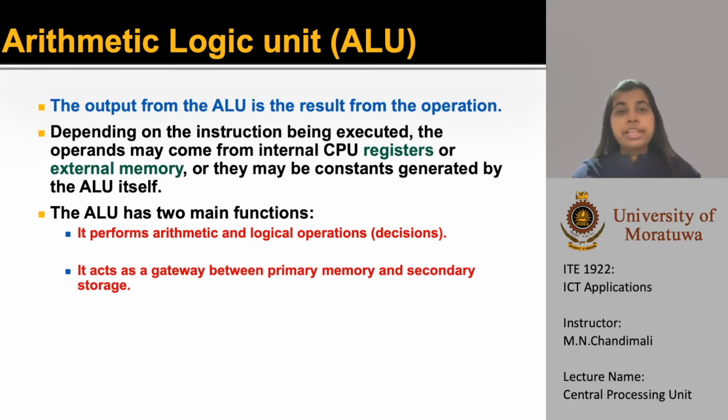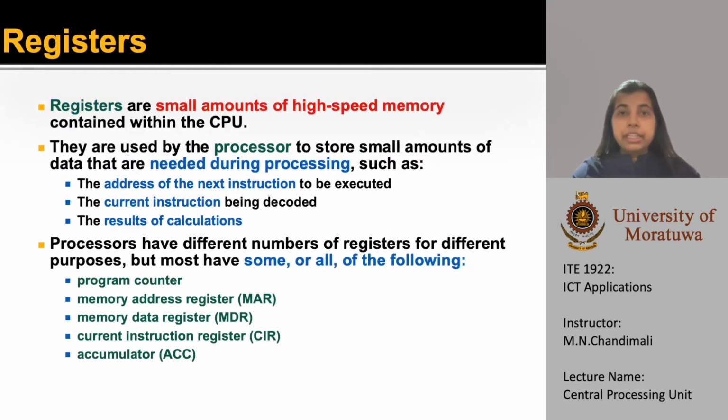In summary, we can say the ALU has two main functions. One is it performs arithmetic and logical operations. Then it acts as a gateway between the primary memory and the secondary storage. Then let's look at the memory component of the CPU. Registers are one type of memory available in the CPU.